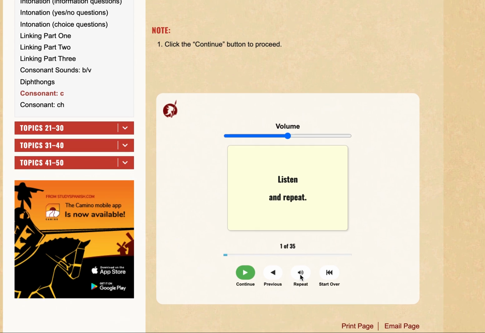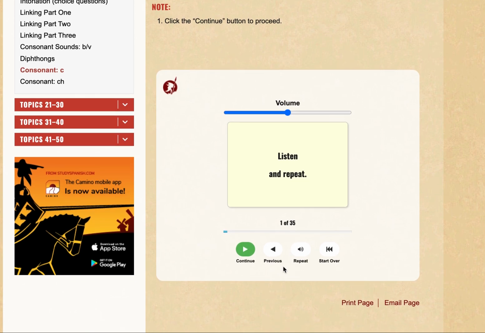Listen and repeat. Remember that this sound has no puff of air. Casa. Alright, so this is C and an A. So it's casa with a K, right? Because it's that hard C. Casa. Coche. Is it again a K by the definition above? Coche. So K, coche. C with the O, coche.